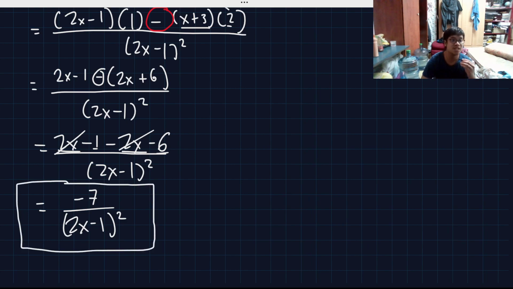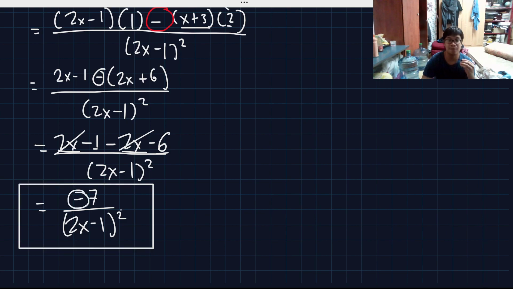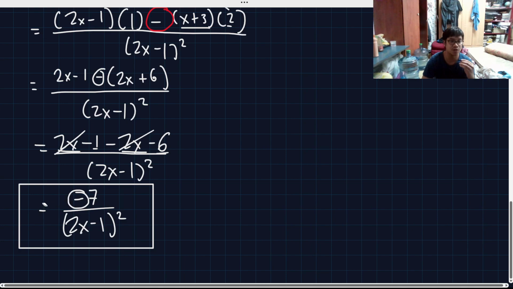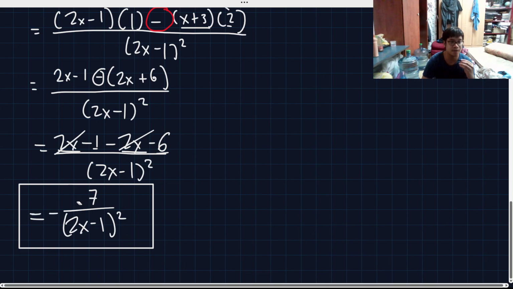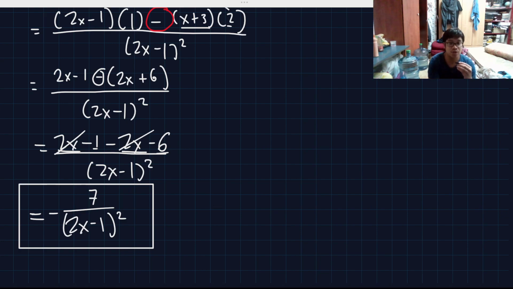Or we can actually simplify this problem. How? We have a negative sign above, right? Which is negative 7. We can actually bring it down, like bring it beside the fraction. So the result here will be equal to negative 7 all over the square of 2x minus 1. And yes, that is our answer for this problem. All right, so that's basically it.